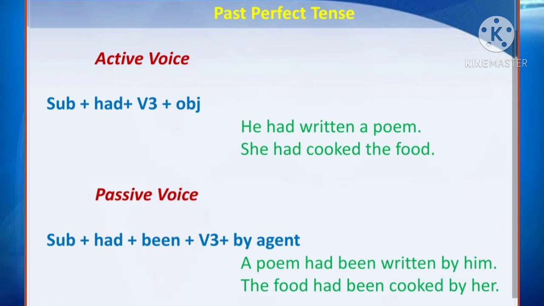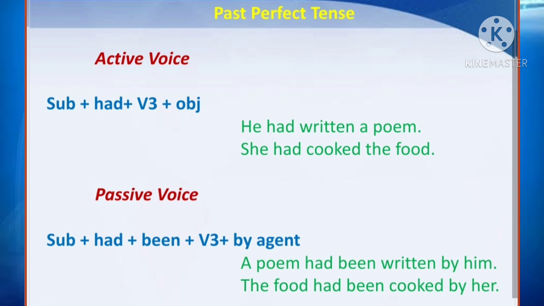Next, she had cooked the food. Here she is the subject, had plus cooked. Cooked is a V3 or past participle form of the verb cook, plus object, that is the food. Next, how will you change it into passive voice? The rule is subject plus had plus been plus V3 plus by agent.